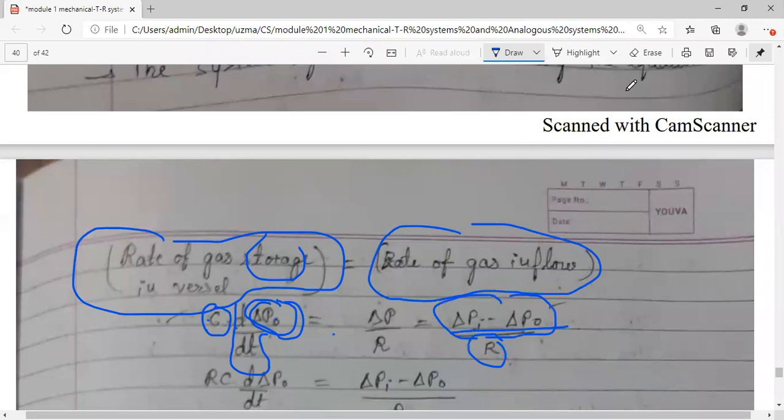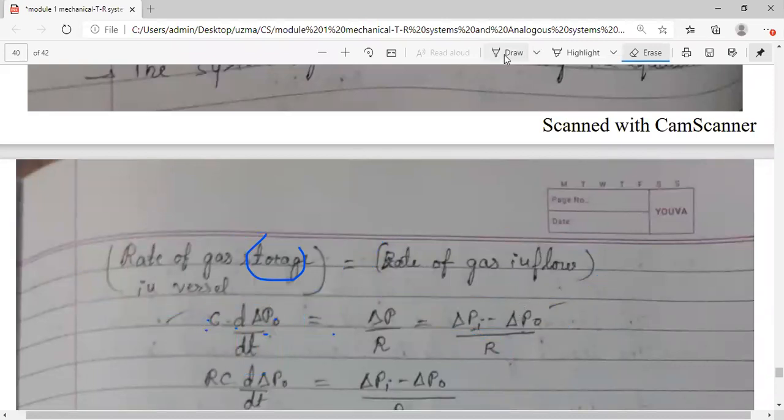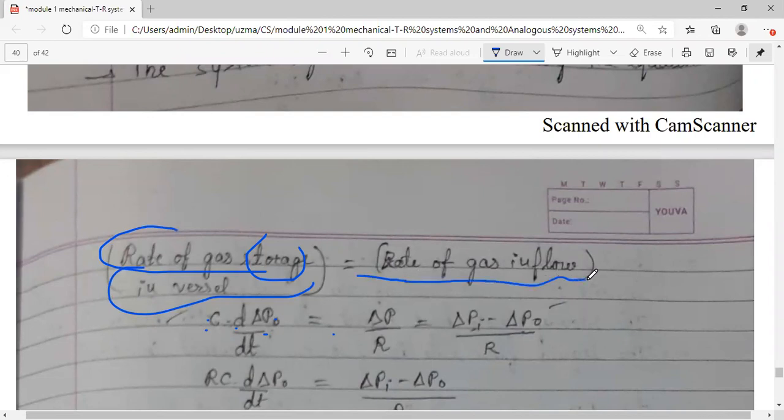Every device will definitely have its own resistance, right? That's how the system dynamics can be represented in the form of an equation. The rate of storage here, we are talking about the gas, that is air. The rate of gas storage inside the vessel is equal to whatever you supply through the source, so the rate of gas inflow. I'm talking in terms of rate, so d by dt with respect to time will come.